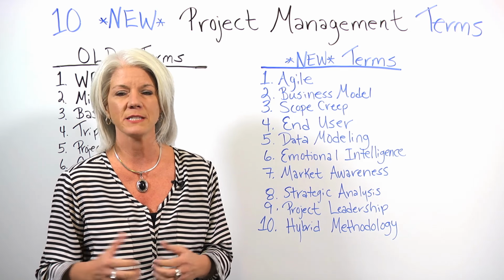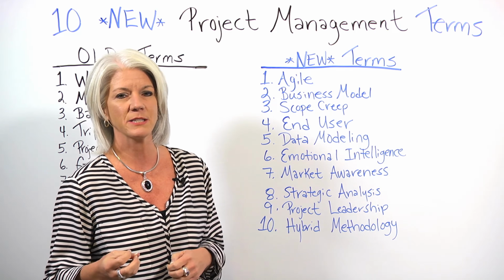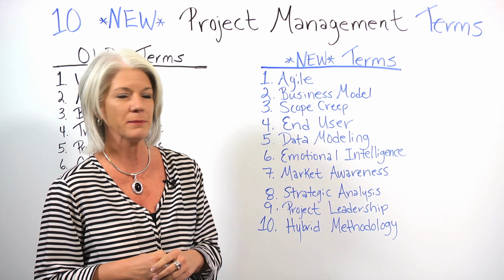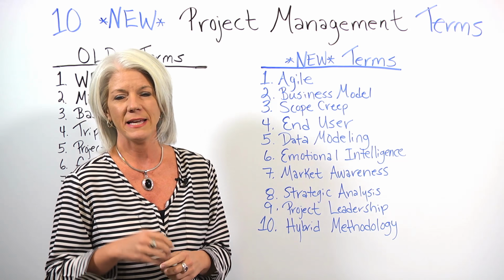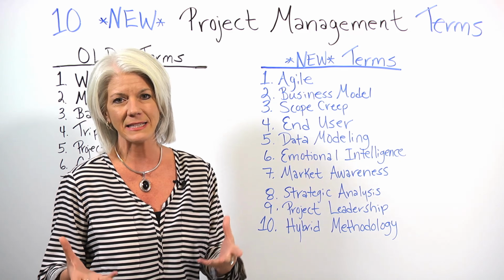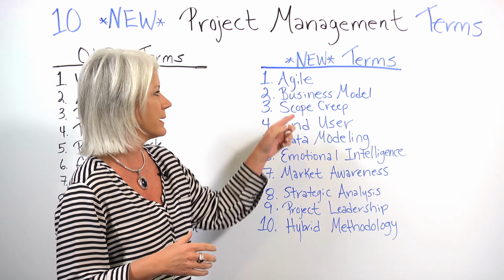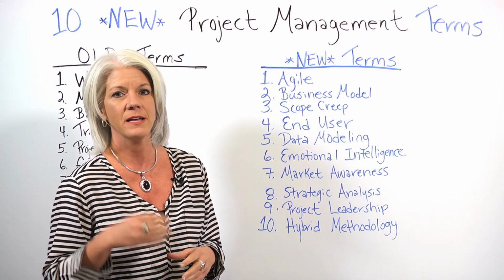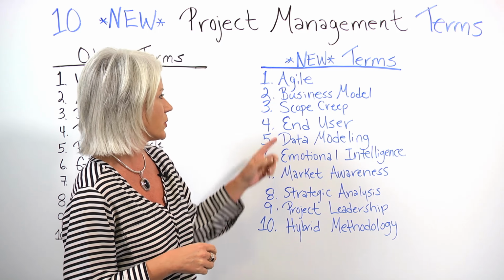Number two is business model. Having an understanding of the business model is how your company goes about making money. Scope creep is uncontrolled changes in your project. It's not that scope change is a new word, but it's becoming more and more important for project managers to keep a handle on the scope creep so it doesn't get out of control.